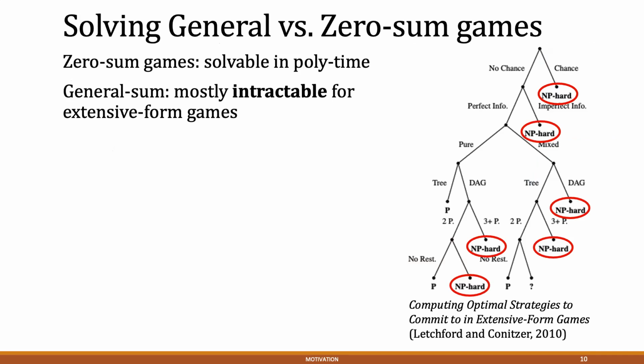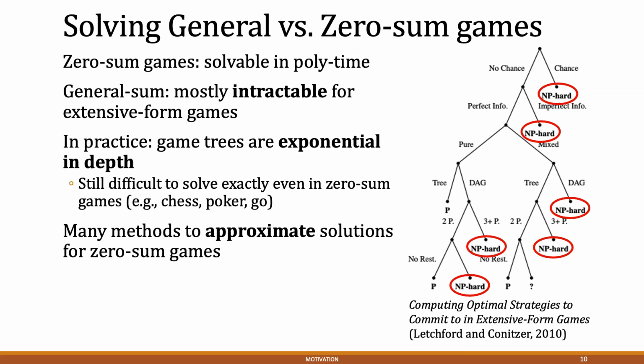And this is in contrast to the zero-sum games that we see in the recreational setting, right? It's solvable in what we call polynomial time, which is very fast. So on the right, for the computer science people, I have a breakdown of the computational complexity of solving something called the Stackelberg equilibrium, and I'll talk about what that is in a moment. But basically, you can see that everything is NP-hard. NP-hard just means very difficult to solve.